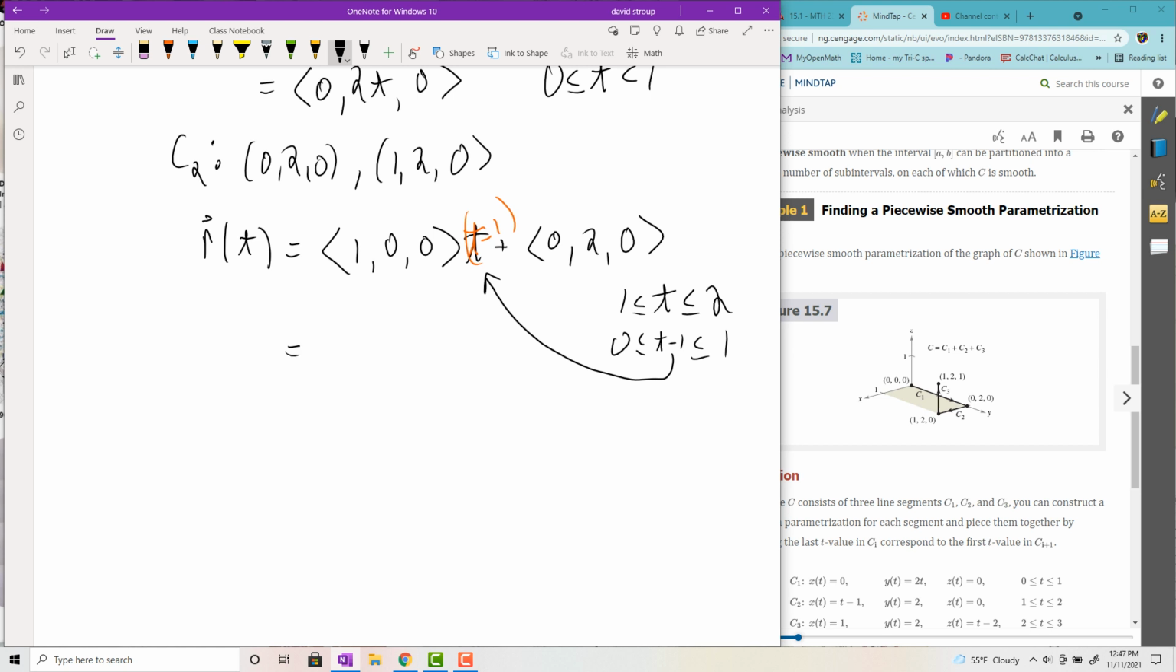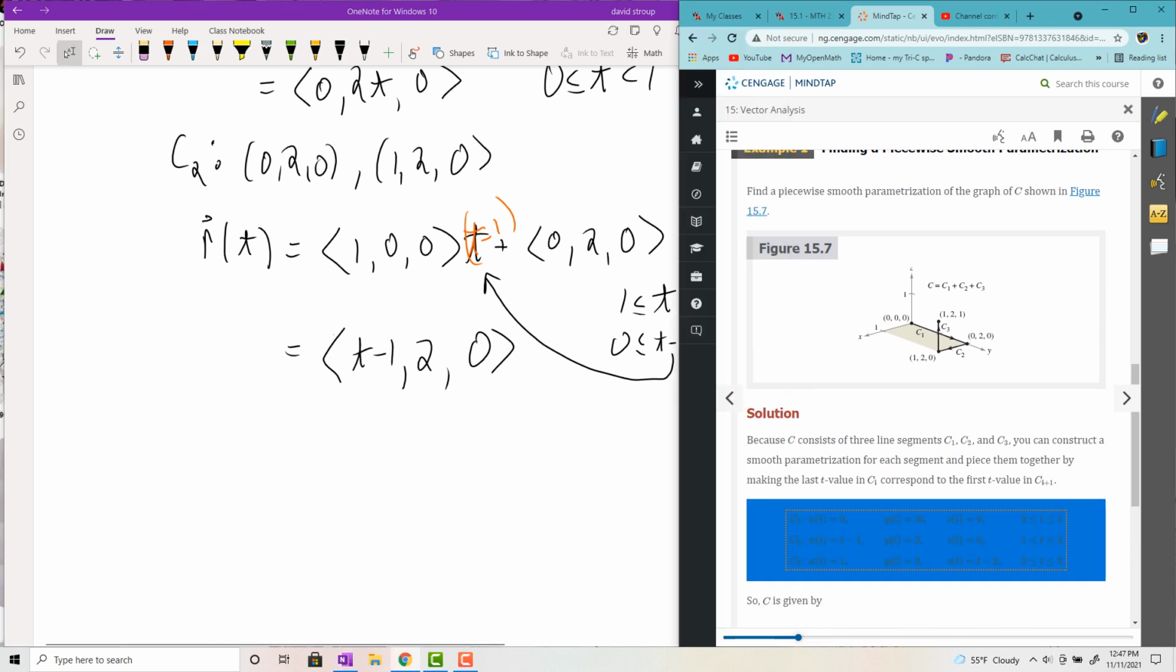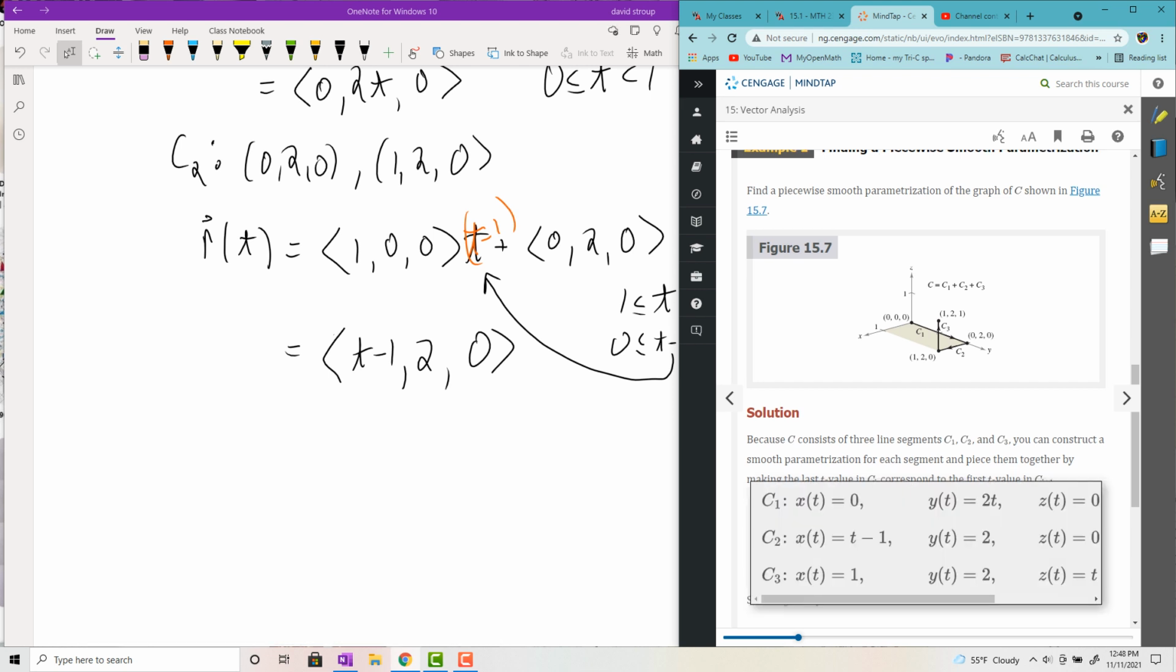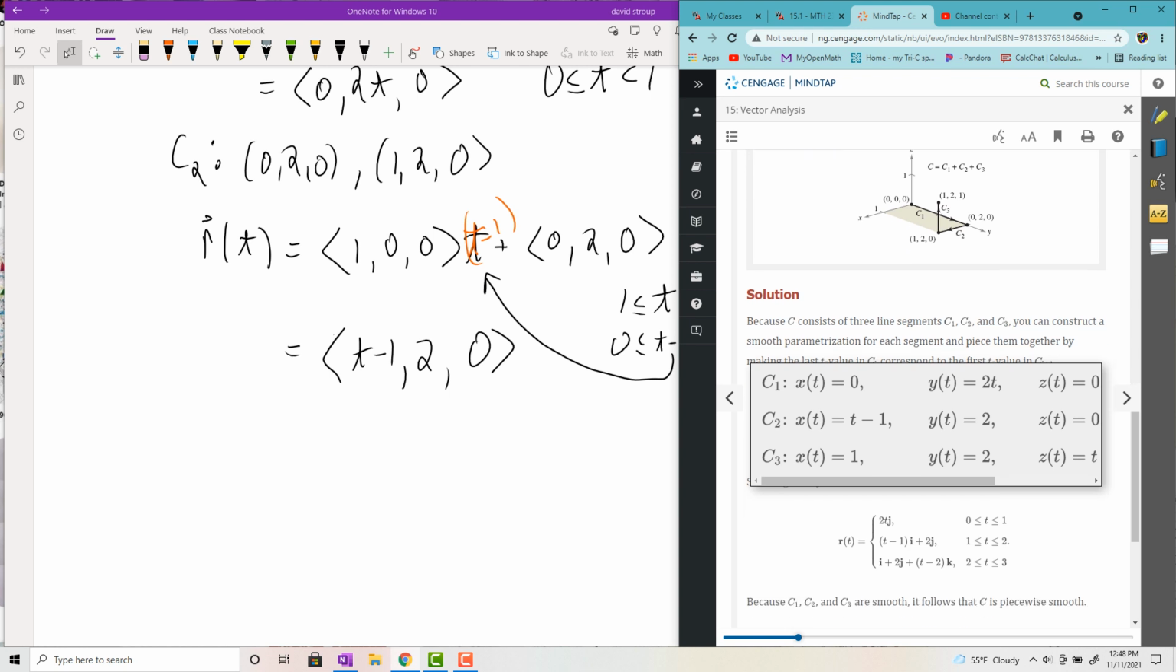And so my formula will be t minus 1, comma, 0 times t minus 1 is 0, but then plus 2, and then 0 times t minus 1 is 0, and then plus 0 is 0. So you see the equation for C2 there: t minus 1, 2, and 0.